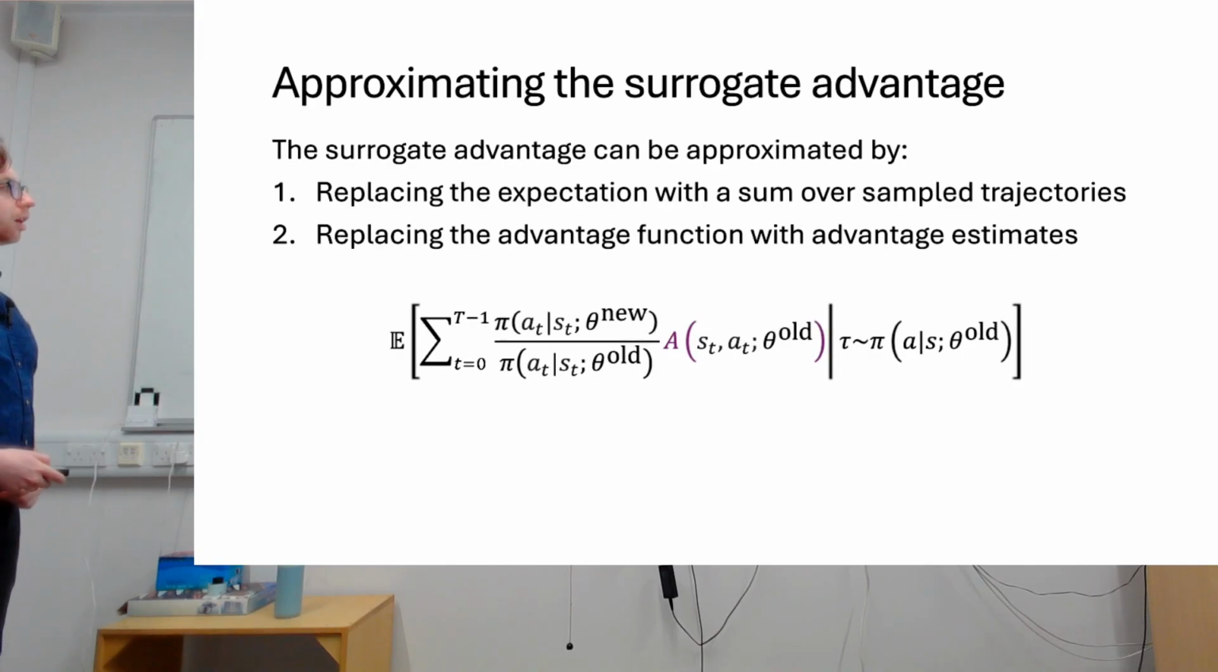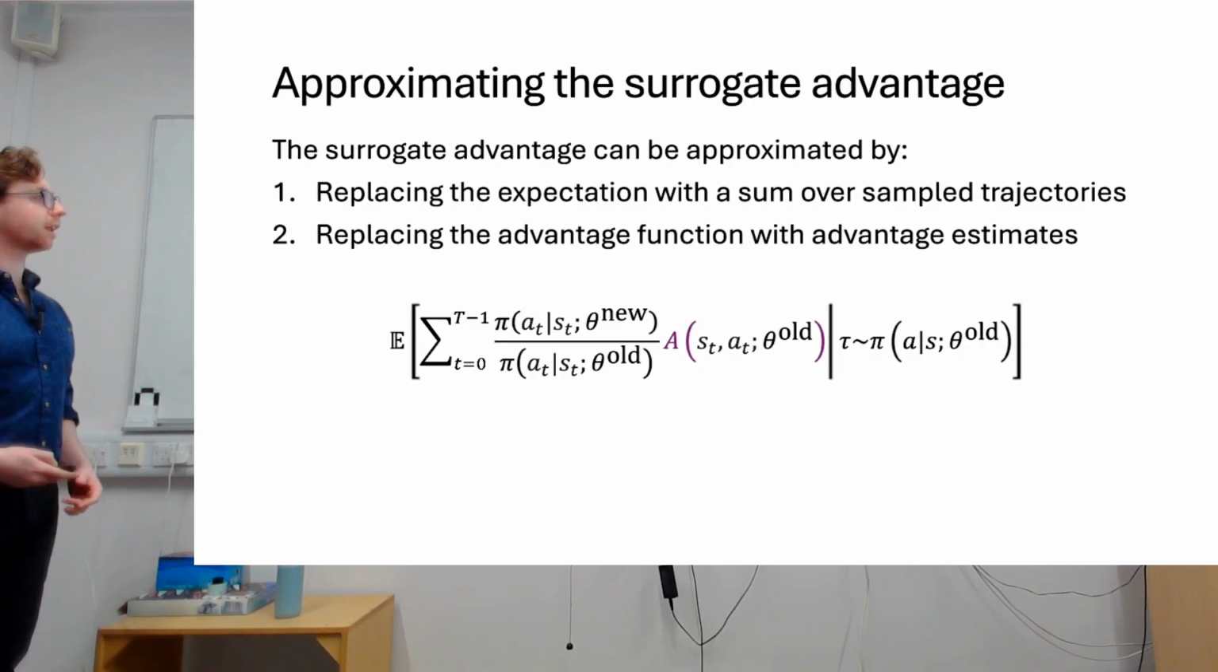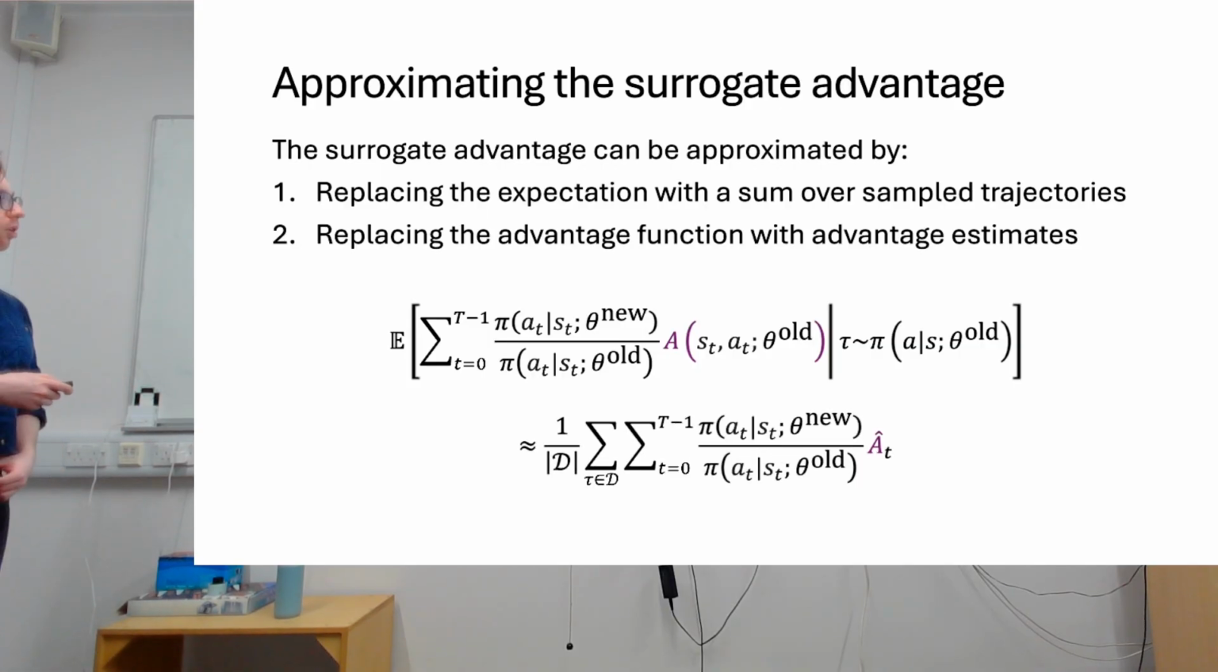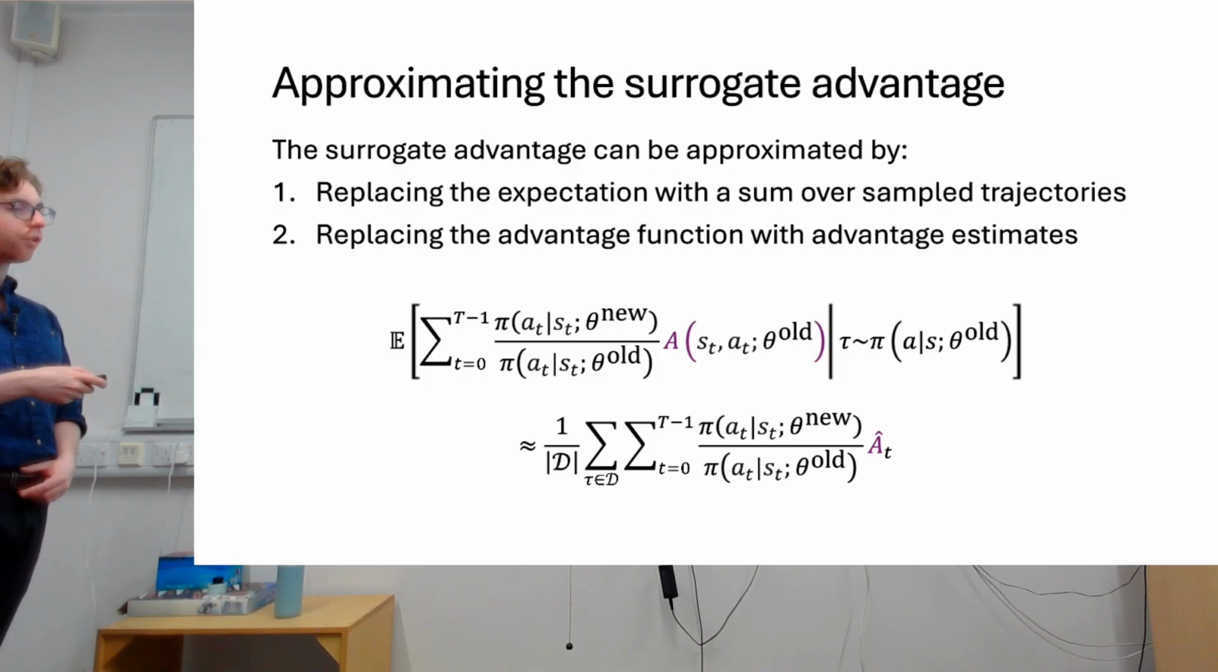So how does this work? This is the surrogate advantage. This is an analytic expression. It lives in the world of maths. And this is what we approximate it with. We're replacing the expectation over trajectories with an empirical average over a data set of trajectories generated by rolling out my old policy. And we're replacing the advantage function here with advantage estimates of advantages of actions according to my old policy again. So these advantage estimates are advantage estimates for the old policy.